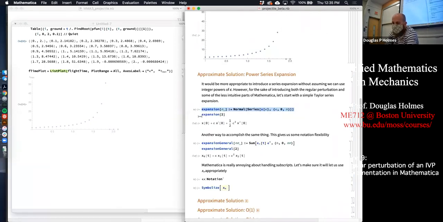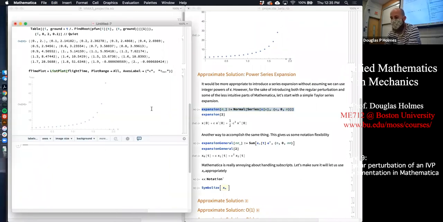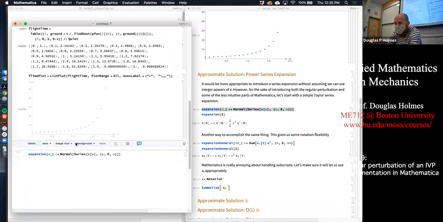We need to be able to generate a series expansion for x for any order of epsilon that we're interested in. So I wrote a function. I called that function expansion, and it takes in the order. So what order are you interested in? And here's what this expansion does. So I'll show you. This function is pretty easy to come up with on your own. A Taylor series is you just write Series, and you tell it what you're taking the series of. You're taking the series of x of epsilon. And I would like it to give me a series in epsilon to, let's pick a number here, let's say 4.